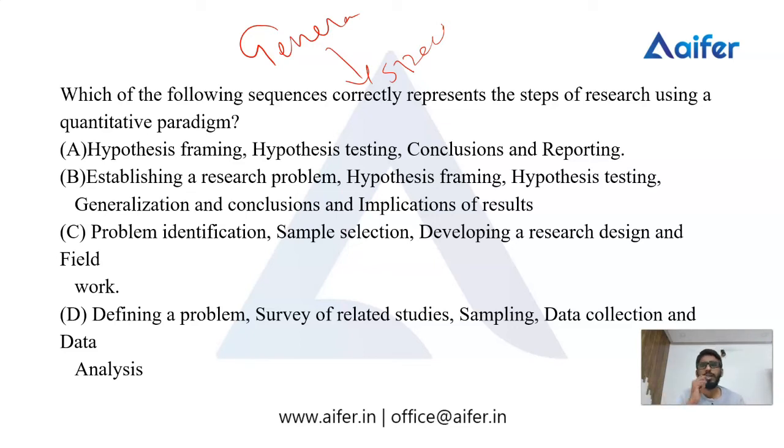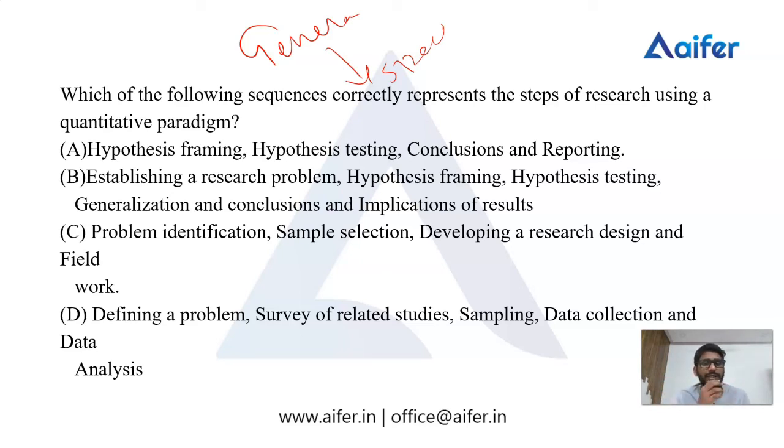The first one is hypothesis framing, hypothesis testing, conclusions and reporting. Here there are more steps missing. Only 3 steps are here. Then the second one is establishing a research problem. Actually, the basic step of research is establishing a research problem. Based on that problem only we will frame the hypothesis. So in the first one, the problem identification is missing. The second one is the correct option.